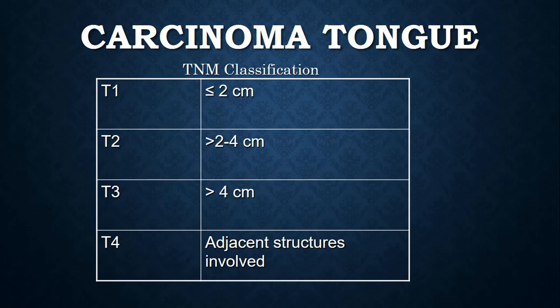Carcinoma of the tongue is classified according to TNM classification, with T1 if the tumor size is less than 2 cm, T2 if it's 2 to 4 cm, if it's more than 4 cm, then it would be classified as T3, while if it's involving adjacent structures, then it's T4.